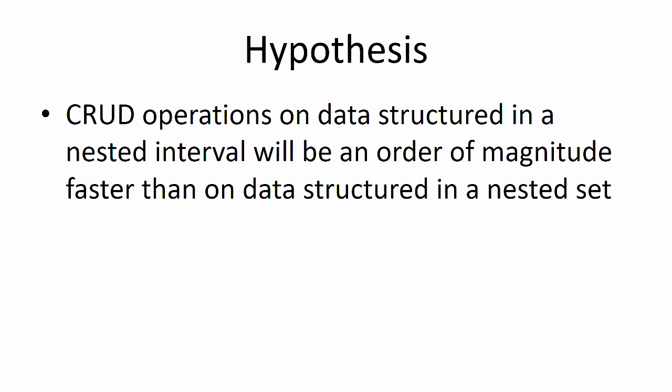So while this is our main hypothesis, we also want to make sure that the query speed is not severely hampered in the nested interval model, because we don't want to sacrifice the query speed just to have quick create and destroy operations, because then that negates the whole purpose of having the data structured in a hierarchical manner, because we want to be able to quickly query and figure out what are subchildren and what are leaf nodes of the different nodes that we have in the tree.